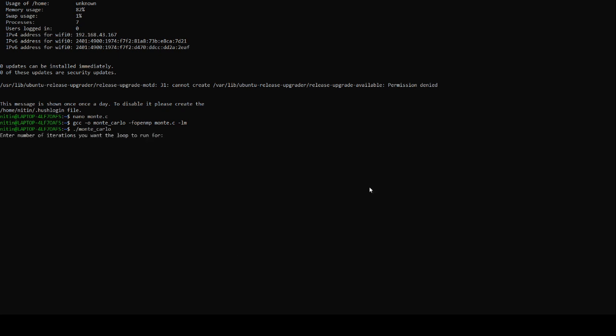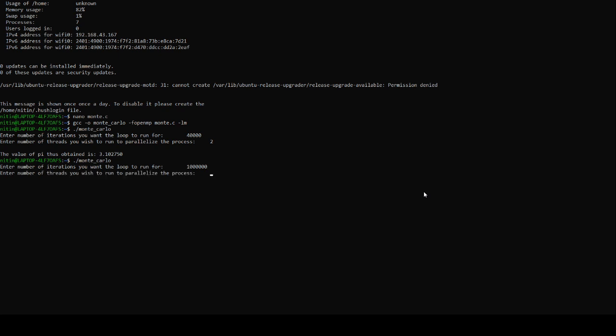All right. Now let's just run this code, Monte Carlo. So let me say that I run it for like 40,000 iterations on 2 threads. So I get the value of pi as 3.102750. So that shows that this is insufficient, right? So let's just run another one, this time for 1 million steps and for 2 threads only. So it becomes 3.109. It's still closer. One last time, let me run it for 1 million times, and for 4 threads.